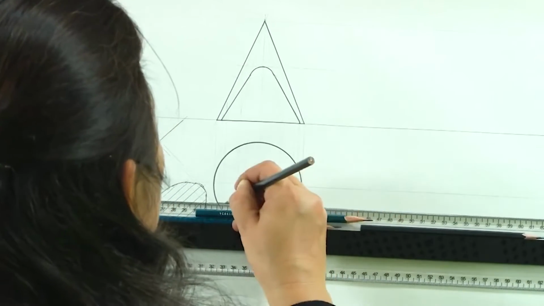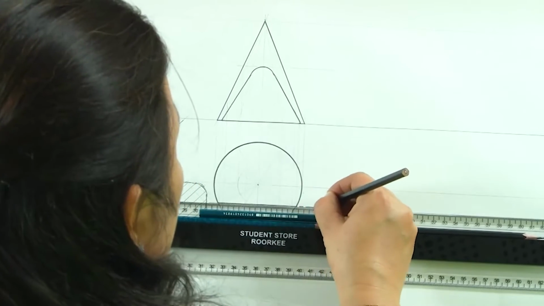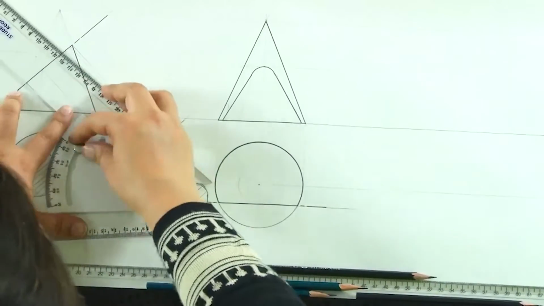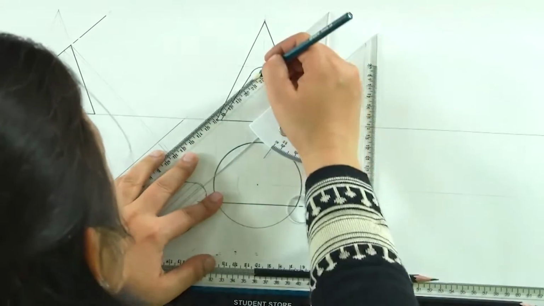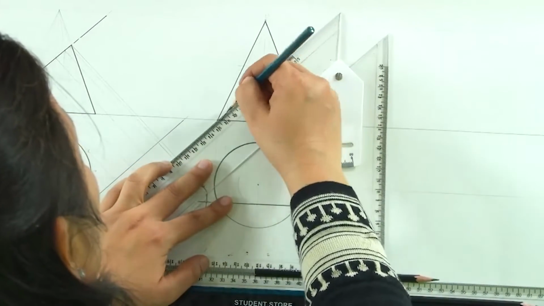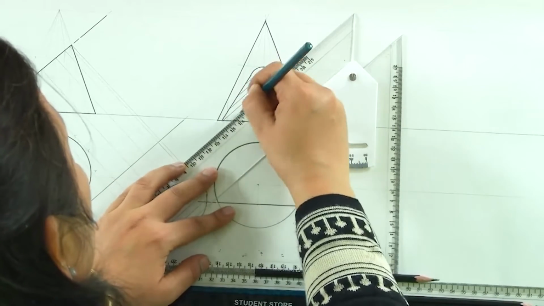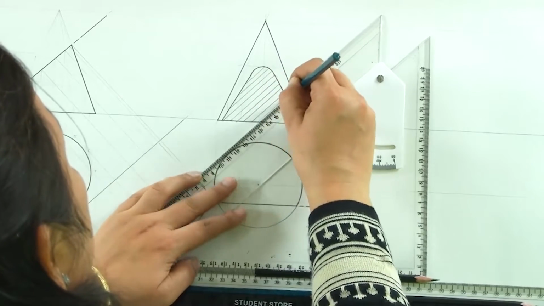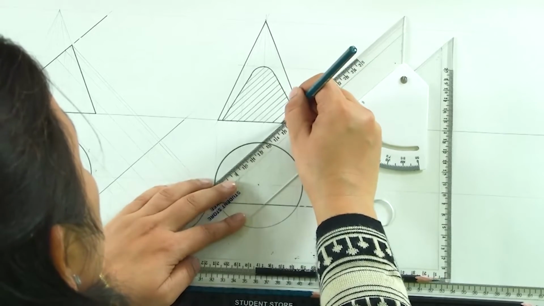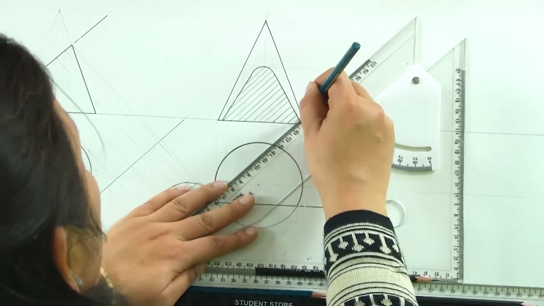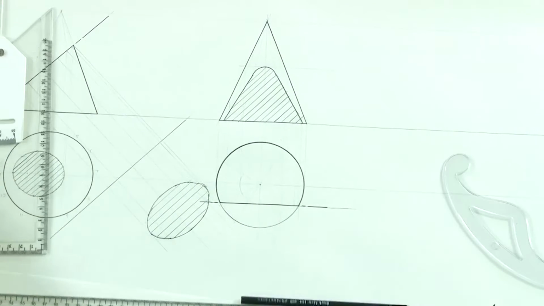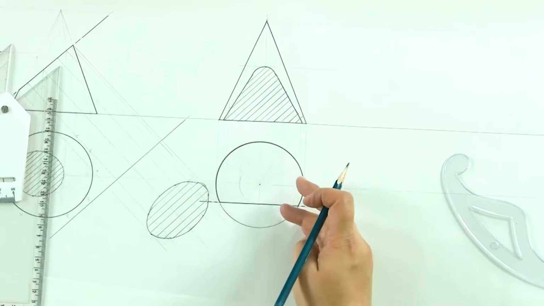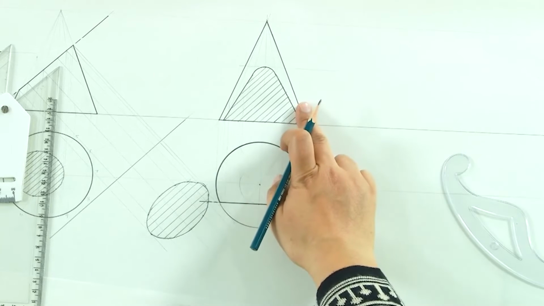This is the section line which you have, and this is the section surface, which is also the true shape of the section surface. So, this is what we will see when the cone is getting cut by a plane which is perpendicular to the base and parallel to VP.